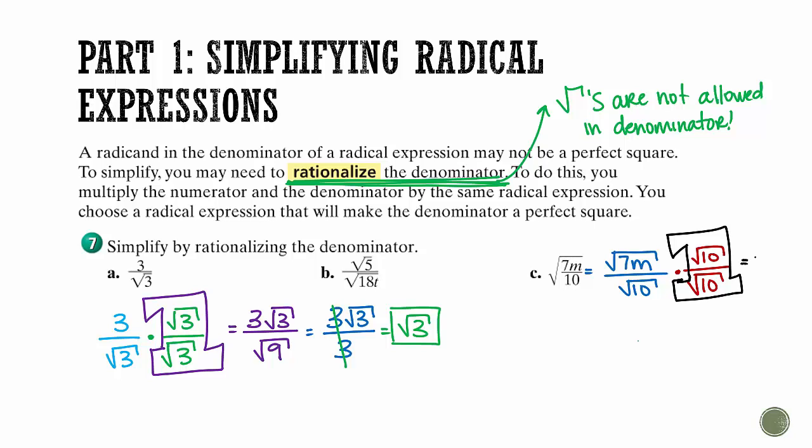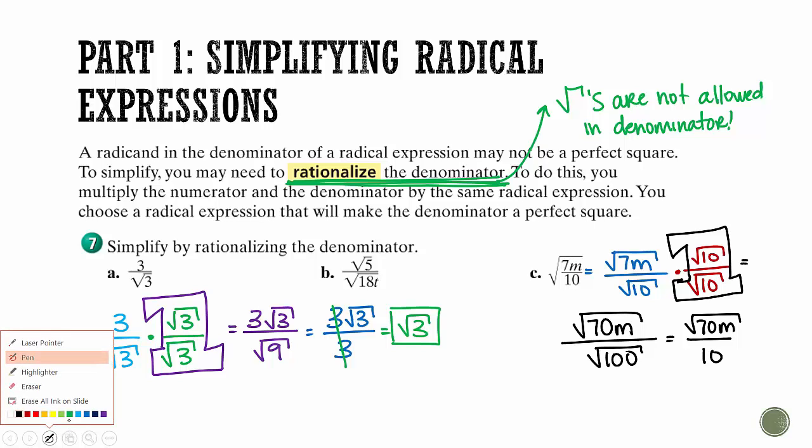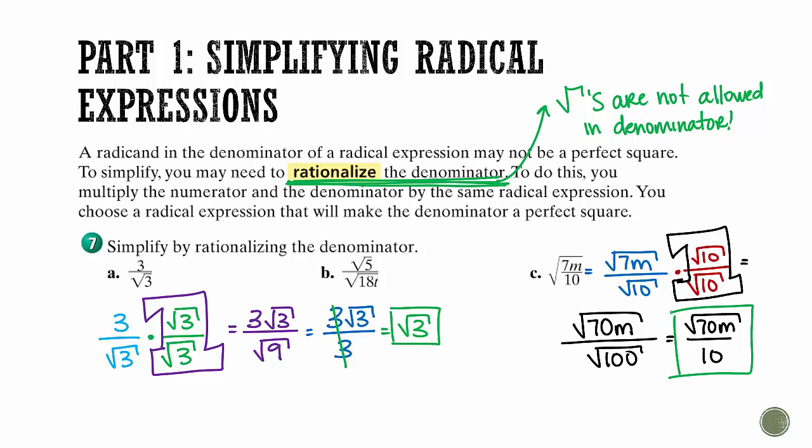So when we do this on the top, you multiply the insides together, you get the square root of 70m divided by the square root of 100. And the square root of 100 is a perfect square. That's just 10. We no longer have a square root in the denominator, and we're done. 70 can't be broken down. It breaks up into 7 and 10, and then you still can't make any squares. So we are done.